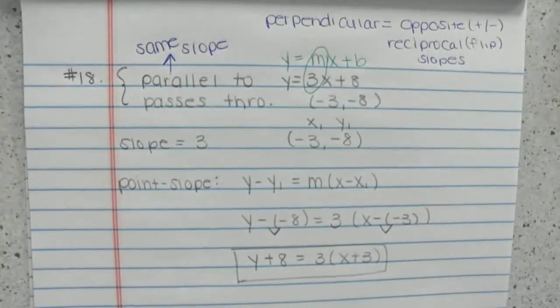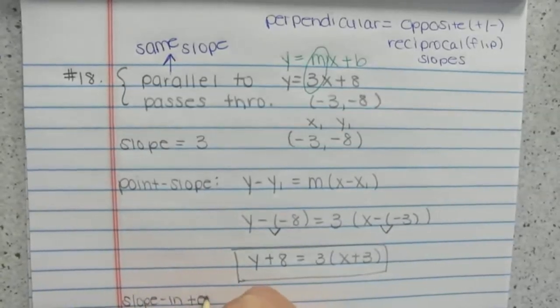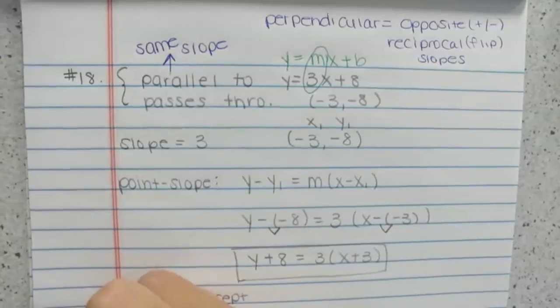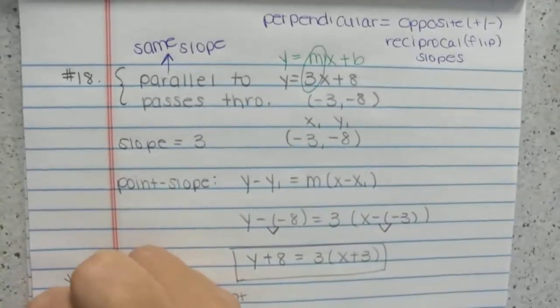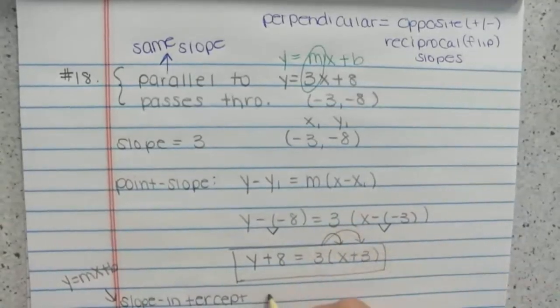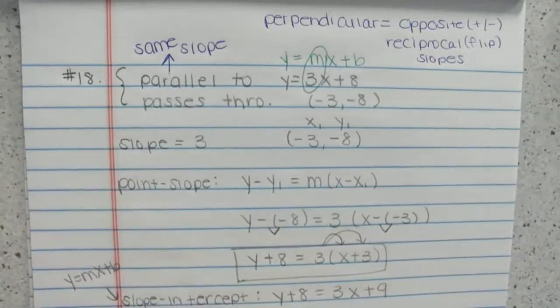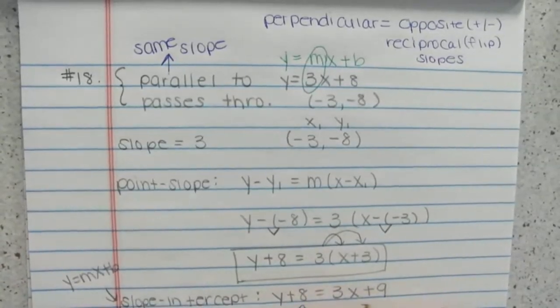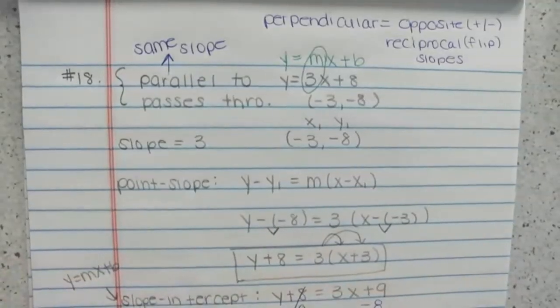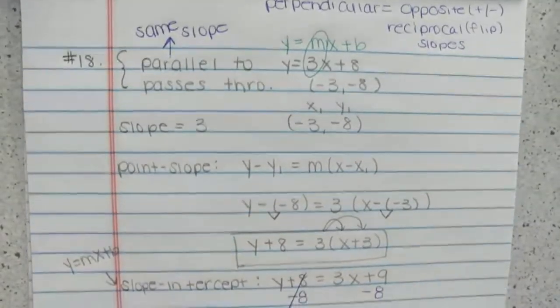And then lastly, putting this into slope-intercept form. Which we know slope-intercept form is y equals mx plus b. So we're just trying to get y by itself. So we can distribute that 3. So y plus 8 equals 3x plus 9. And then getting y by itself, I could subtract 8 from both sides. So y equals 3x plus 1. Done.